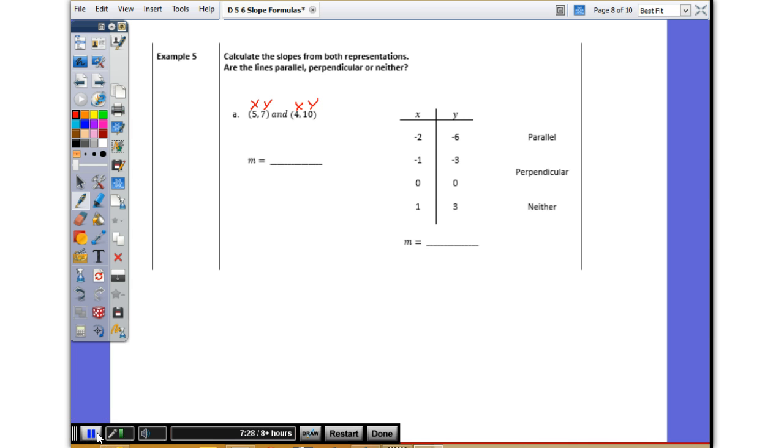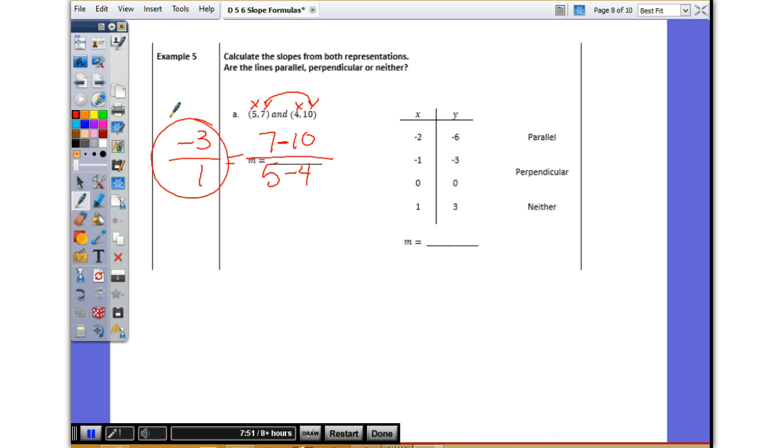All right, when we figure the slope out here, y minus y, so I have 7 minus 10 over x minus x, 5 minus 4. What does that equal? What's 7 minus 10? Negative 3. What's 5 minus 4? 1. So my slope is a negative 3, or negative 3 over 1.